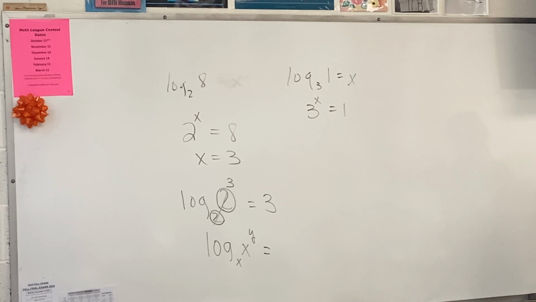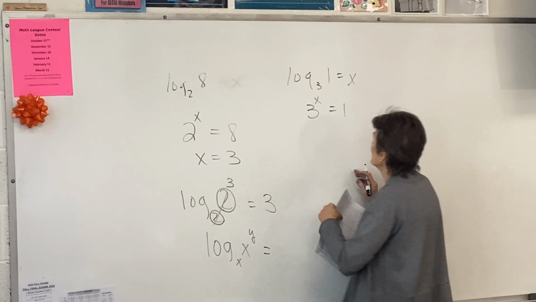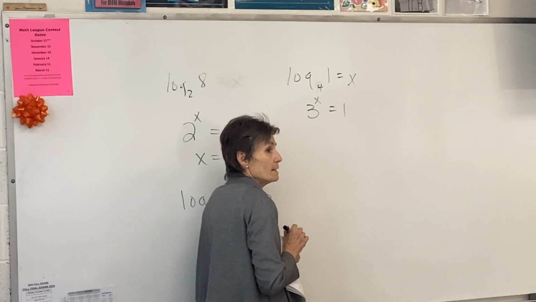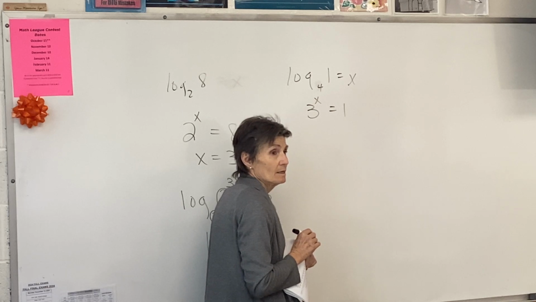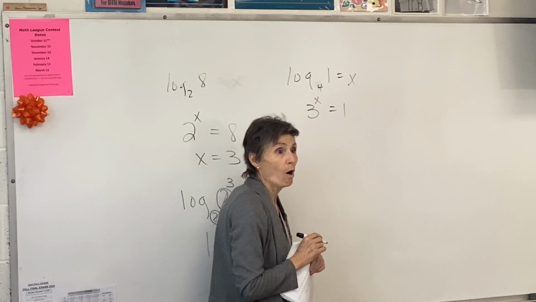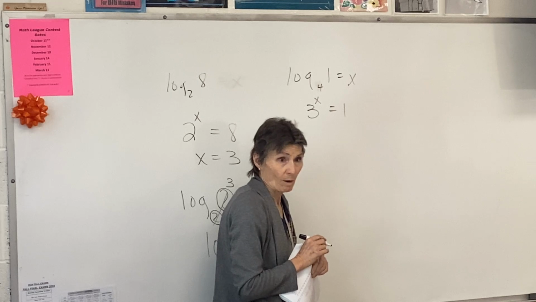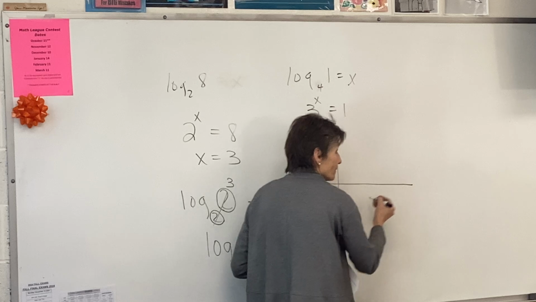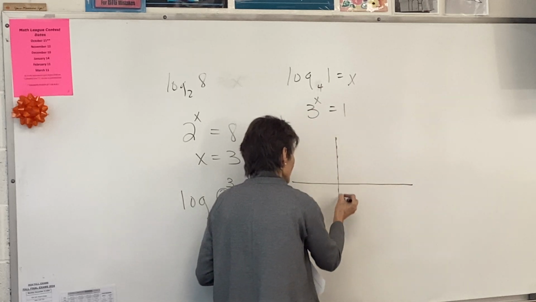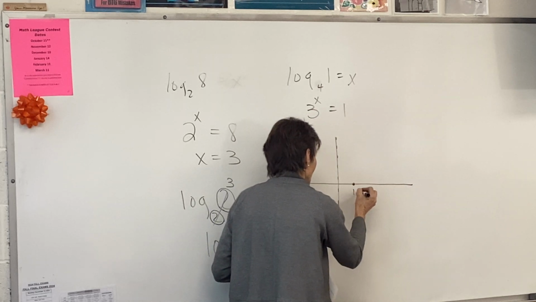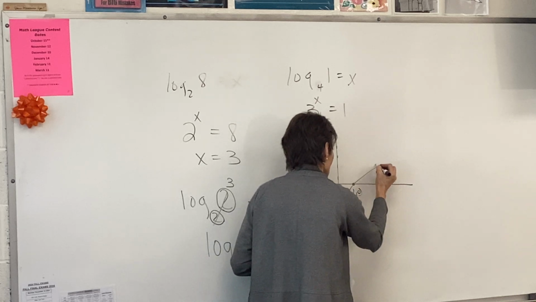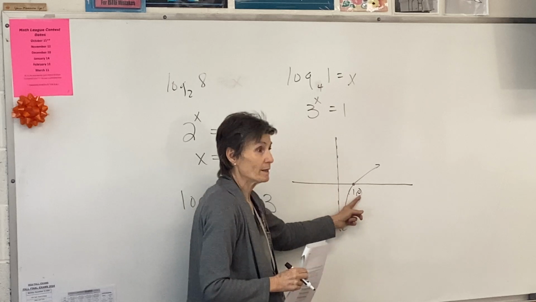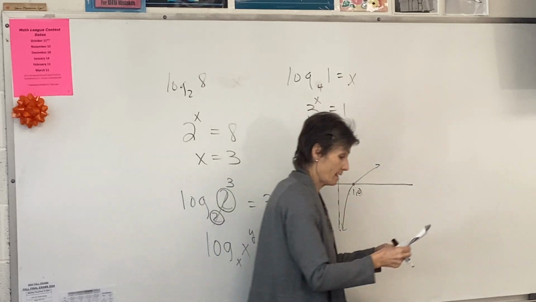Would it matter in the problem if this had been a 4? No. In fact, the log of 1 is always going to be 0, right? No matter what the base is. And that goes back to your BFF. Do you remember your logarithmic curve? What point did it always go through? 1, 0. If you plug in 1, you're going to get 0 every time.